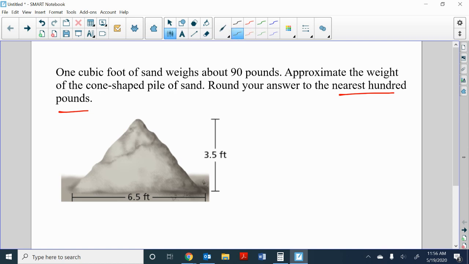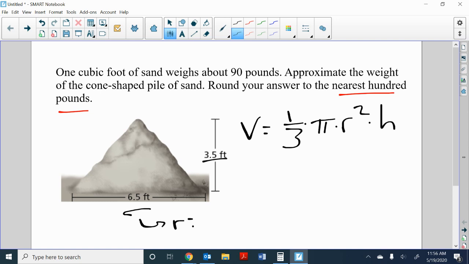So what I have here is a cone, and my formula for volume of a cone is 1/3 times pi times the radius squared times height. We're given the height as 3.5. We're given the diameter as 6.5, which means that the radius is half of that, which is 3.25.